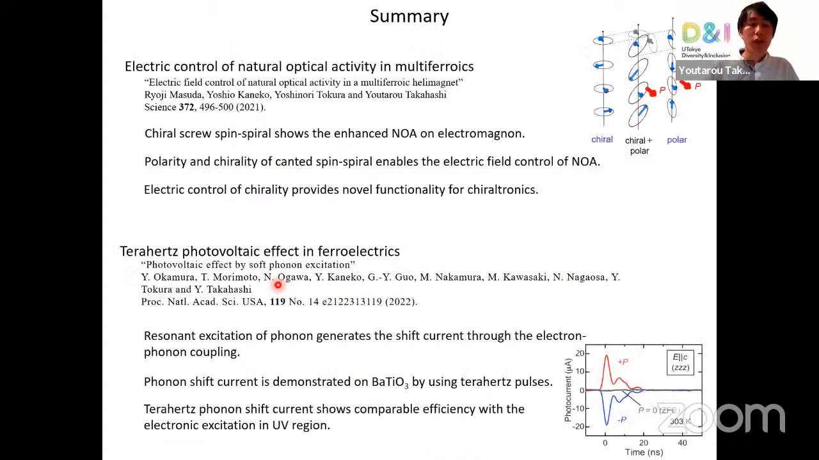Let me summarize my seminar. In the first half, I talked about the electric field control of natural optical activities in multiferroics. We use the strongly coupled chirality and polarity in the canted spin system, and we demonstrate control of the natural optical activity. In the second half, I talked about the terahertz photovoltaic effect in ferroelectrics. We observe the phonon shift current by excitation of the phonon in barium titanate, and theory can explain this result very well. So let's finish this seminar.